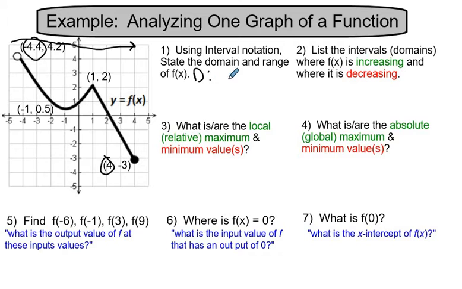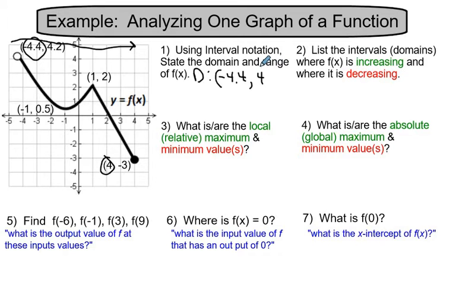So the domain would be the numbers -4.4 and then comma 4. To use interval notation, since this is an open circle, I use a parenthesis, and since this is a closed circle, I use a bracket. Everything is a bracket unless you see an open circle, and then it is a parenthesis.